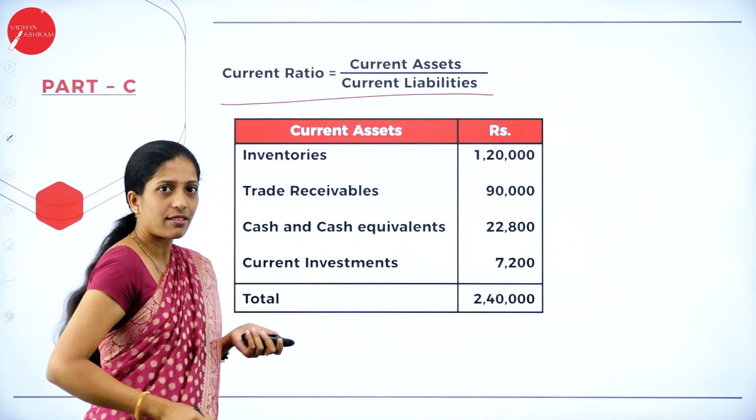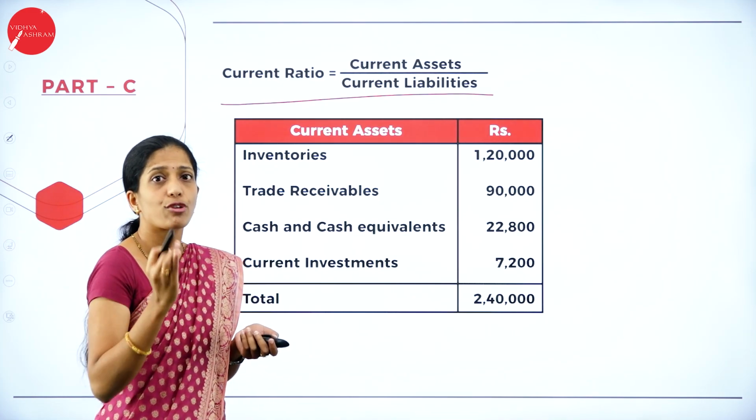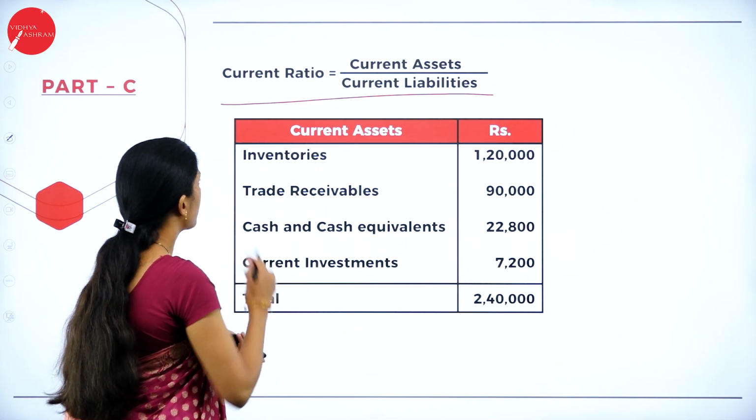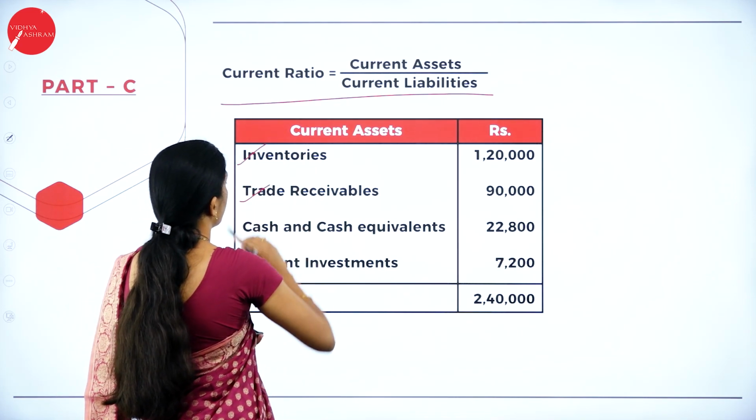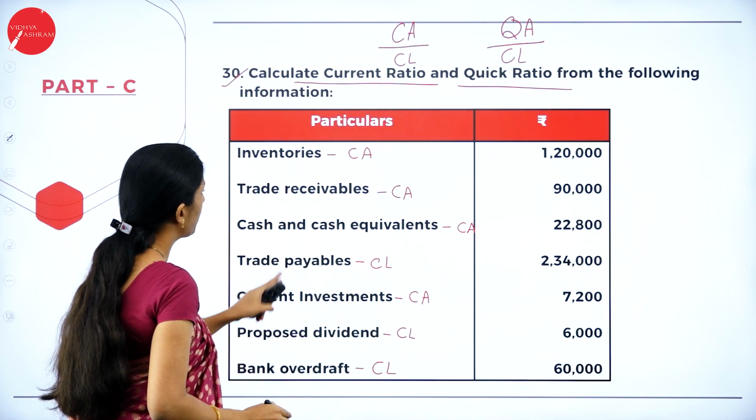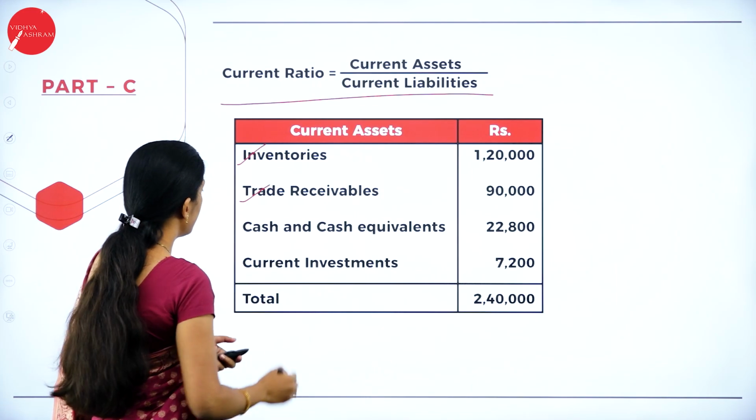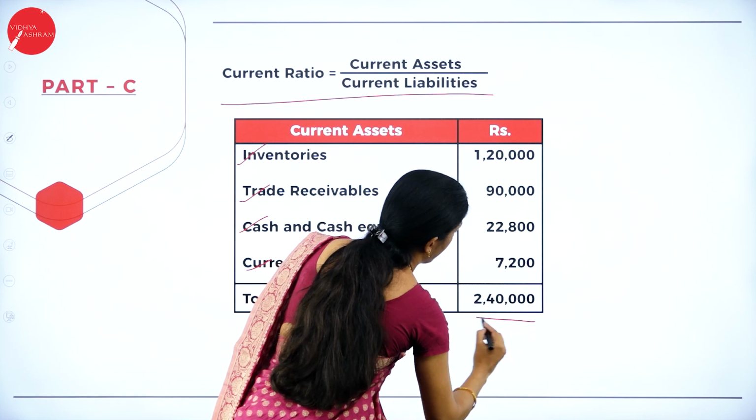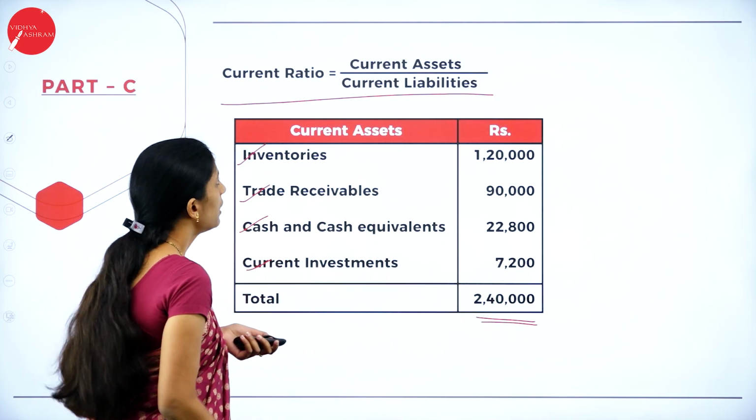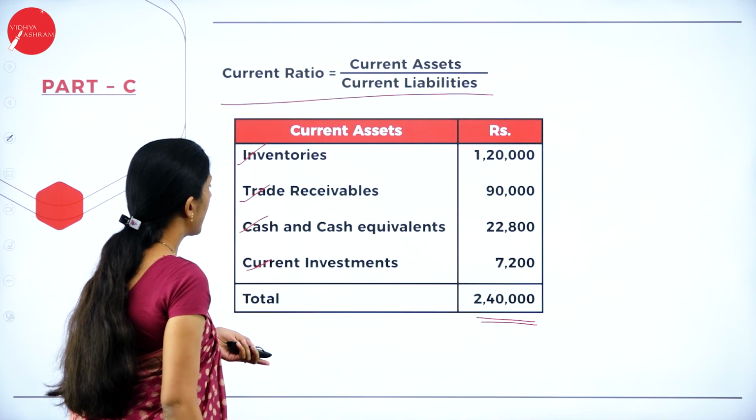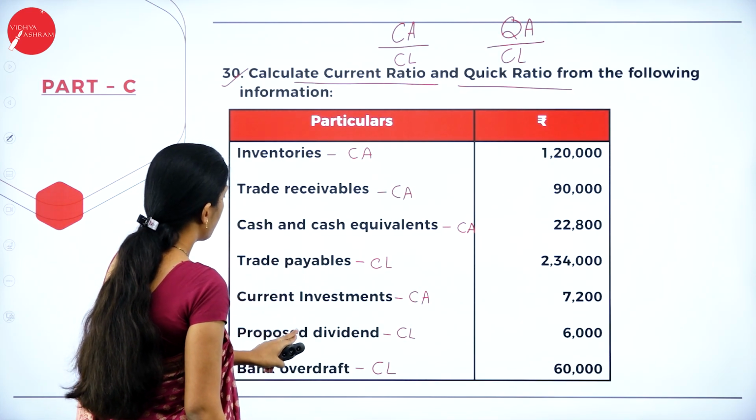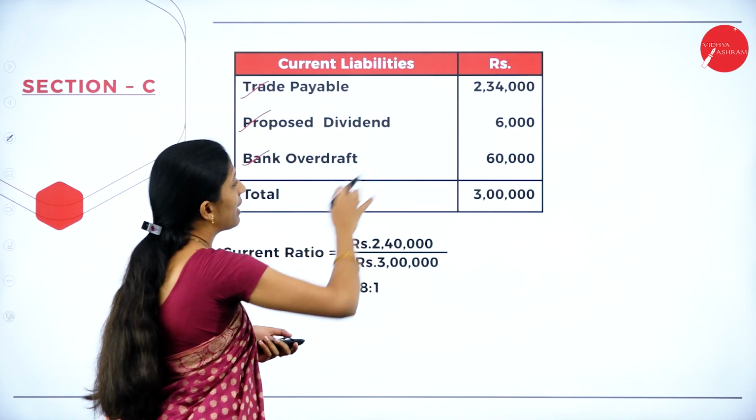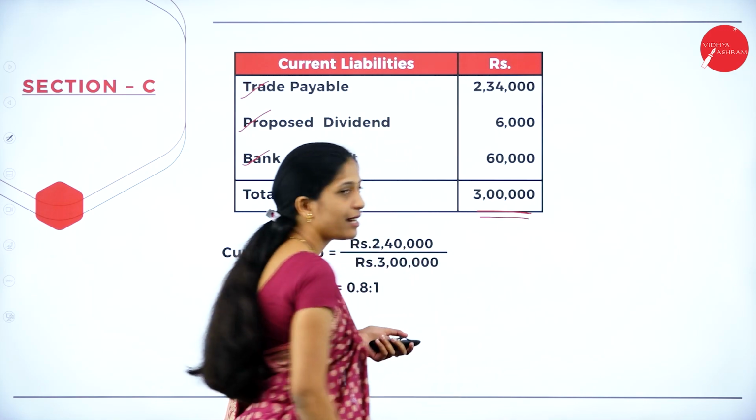So, directly you can't write what is the total of current assets. We have to show it, because it is a 6 marks problem. So, let us calculate current assets. As I told you, we have inventories, trade receivables, cash and cash equivalents and current investment. So, write as it is, write the respective amount. So, the total of current assets is 2,40,000. Now, how to calculate current liability? So, we have trade payables, proposed dividend, bank overdraft. So, we got the total of current liabilities.